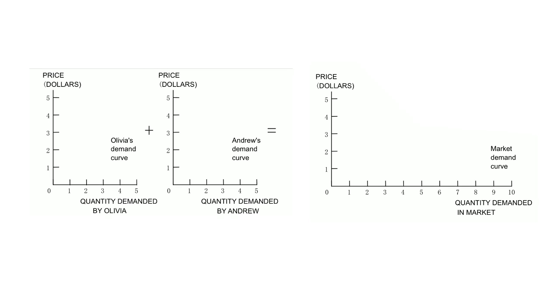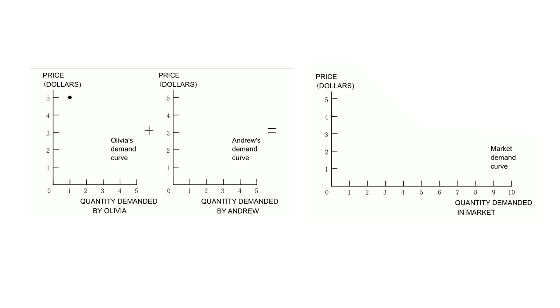Here we go. So this diagram has a consumer named Olivia and a consumer named Andrew. We know how to derive Olivia's demand curve and Andrew's demand curve from their marginal benefits of the good in question. So let's do that, and then to get the market demand curve, we'll add up how much Olivia and Andrew consume at the different prices.